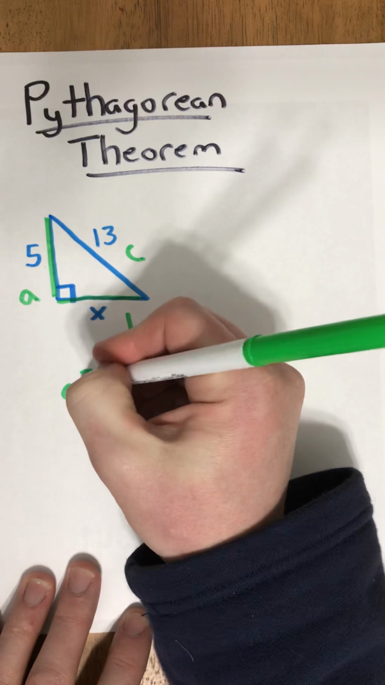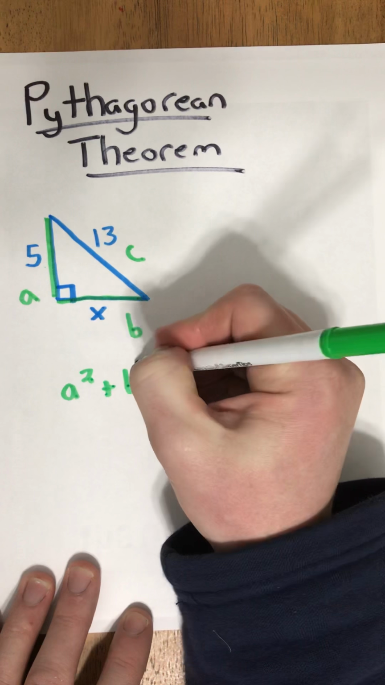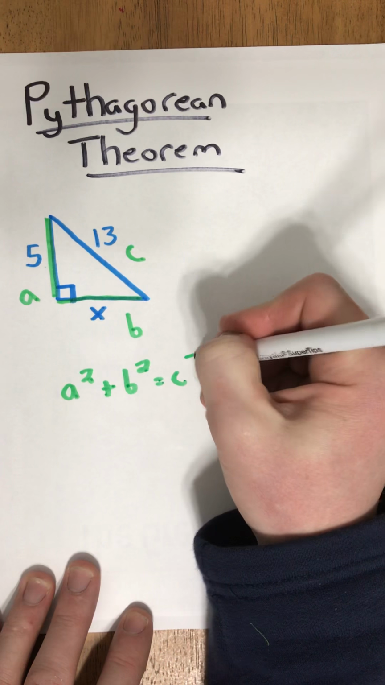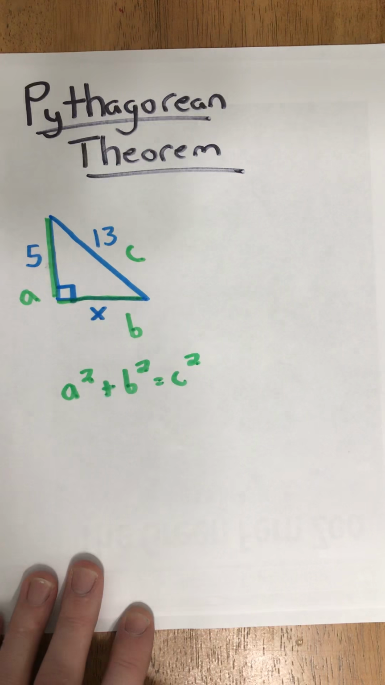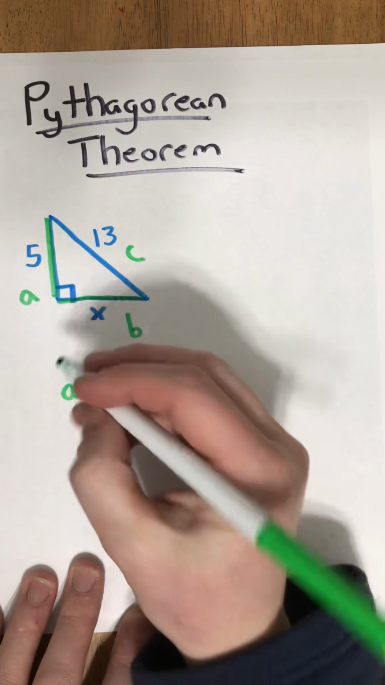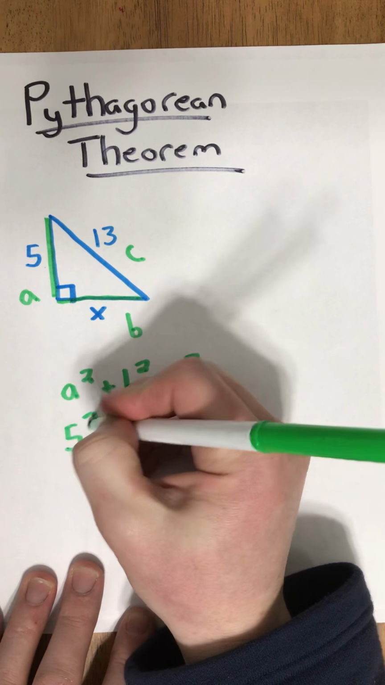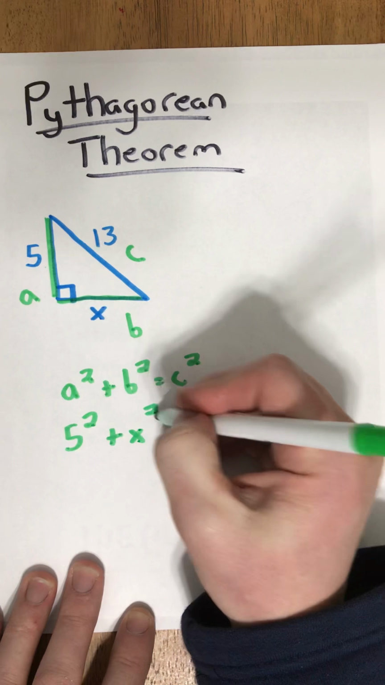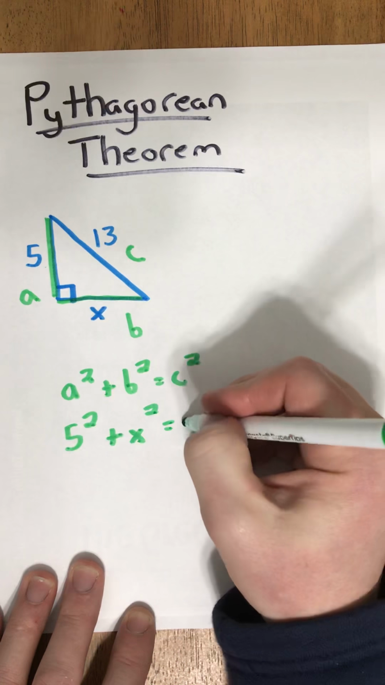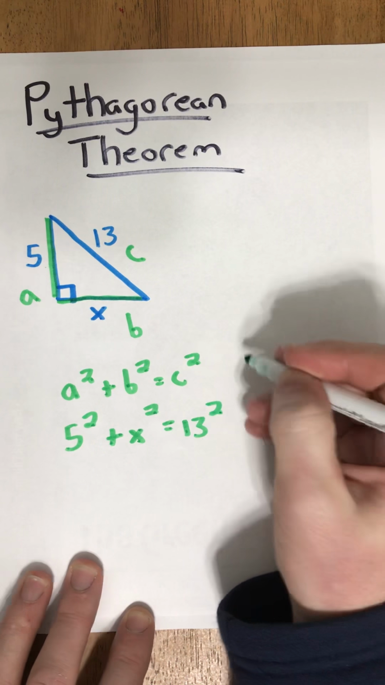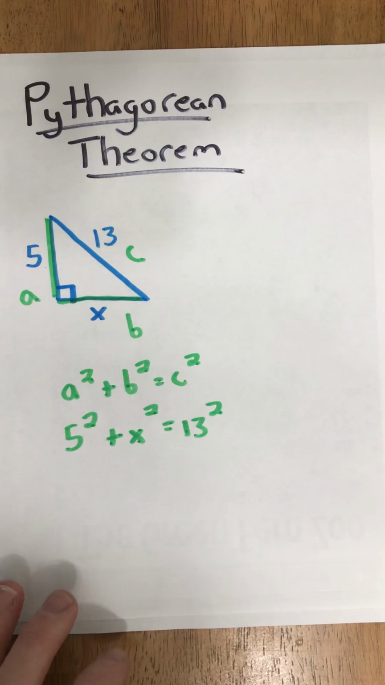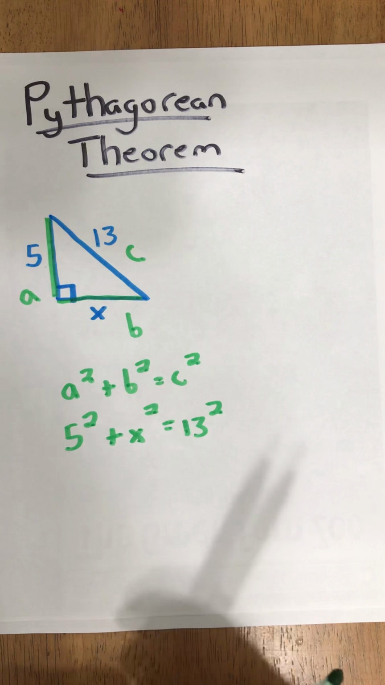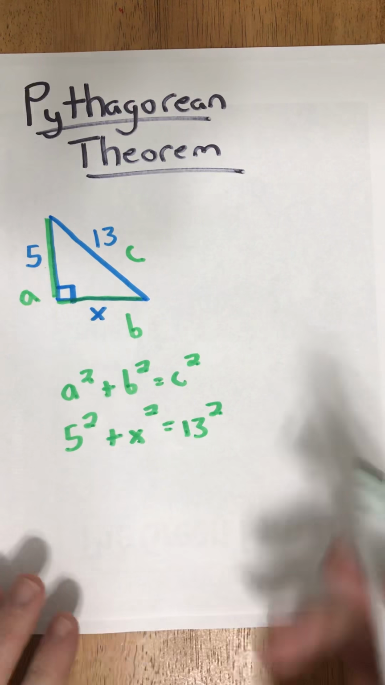Now, to find our missing side, we're always going to use the Pythagorean theorem, which is a squared plus b squared is equal to c squared. So in our particular example, you can see that a is 5, b is x, and c in this case is 13. Now this is going to be slightly different than what we had yesterday. We're going to have one more step, but it's not going to be too bad.